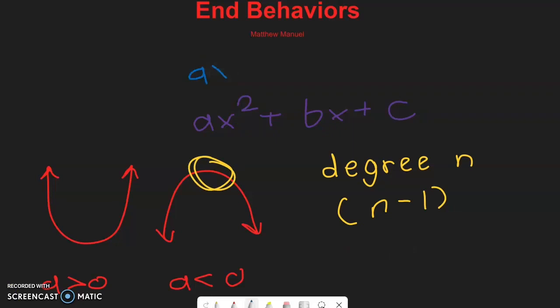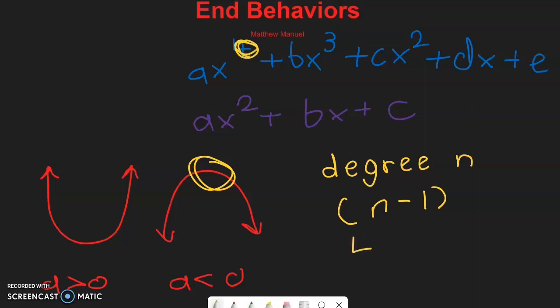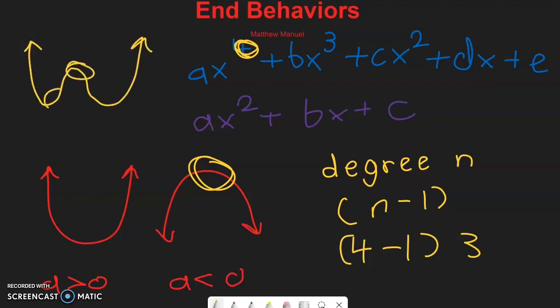Let's say we even had a larger polynomial: ax to the fourth plus bx cubed plus cx squared plus dx plus e. We could still determine the number of turning points by subtracting 1 from 4 to get 3. So we know that our graph will have 3 turning points. And because a is positive, it opens upwards. However, if a was negative, our graph would reflect downwards.